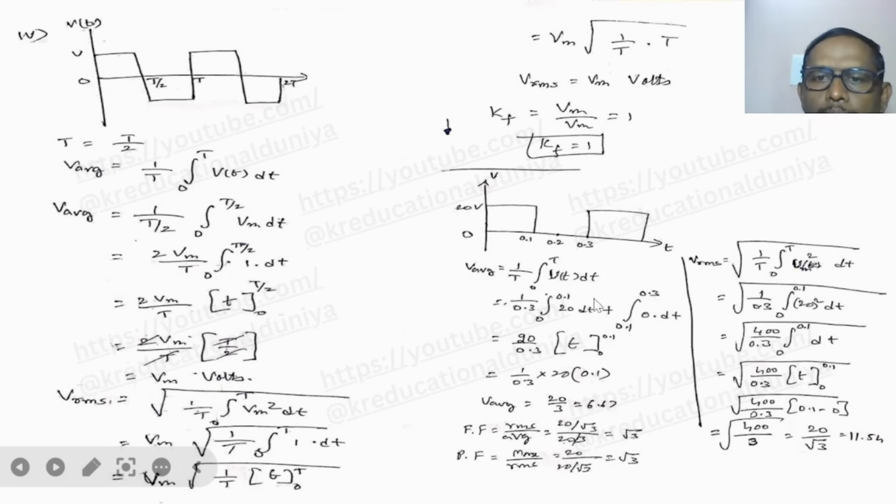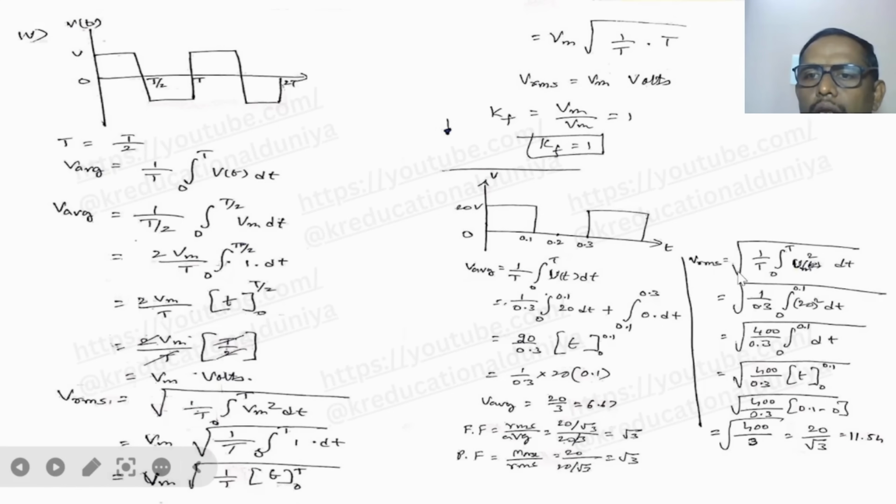So here this 20 will come outside, 20 by 0.3 into t, and the limits are 0 to 0.1, and here we are applying the limits at the t. So 1 by 0.3 into 20 into 0.1. So instead of t we are using 0.1 minus 0, that is 0.1. So after doing this, you are going to get the value as 6.67.